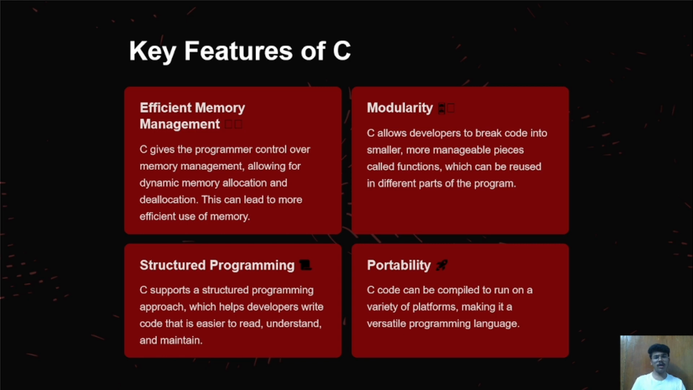Modularity. C allows developers to break code into smaller, more manageable pieces called functions, which can be reused in different parts of the program. Structured programming. C supports a structured programming approach which helps developers write code that is easier to read, understand and maintain. Portability. C code can be compiled to run on a variety of platforms, making it a versatile programming language.